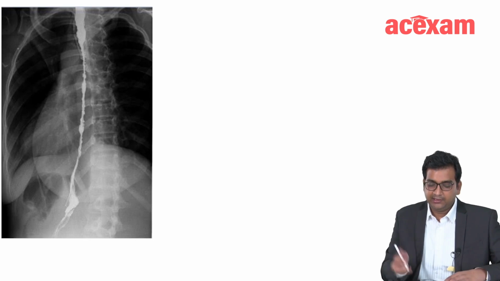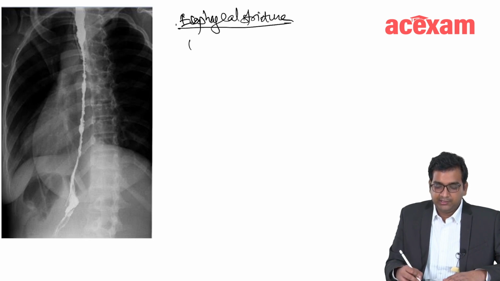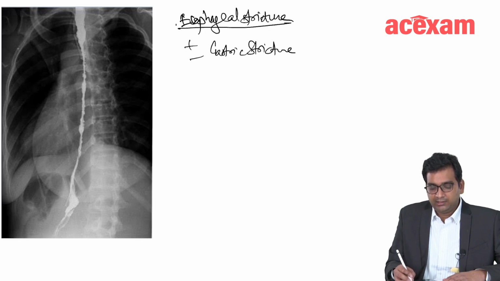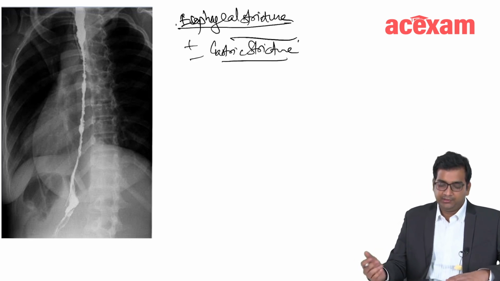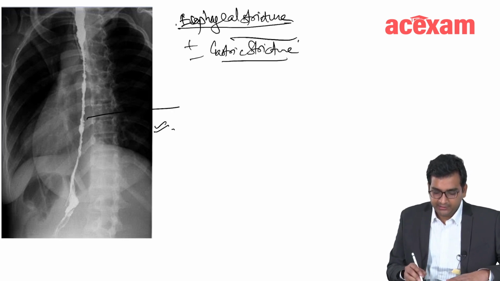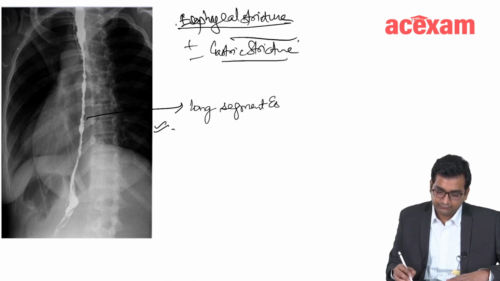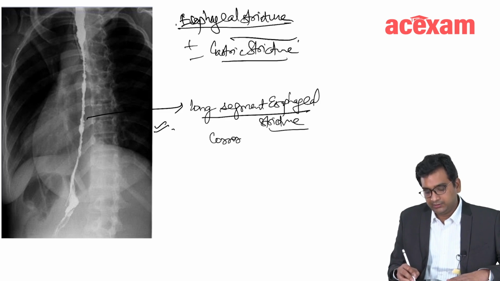Later on the patient will develop esophageal stricture, with or without gastric stricture, and will not be able to take solids or even liquids properly in many cases. This is a barium picture in which we can see a long segment esophageal stricture after corrosive ingestion.